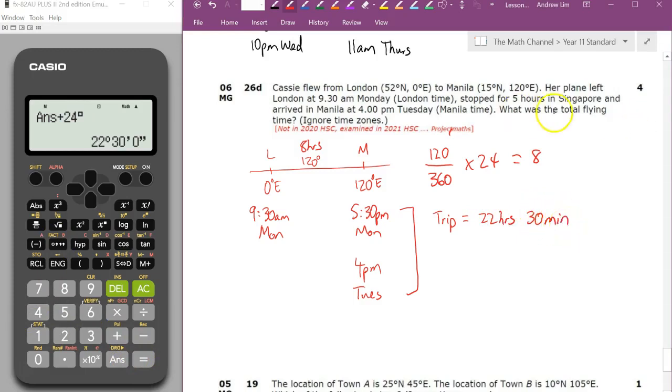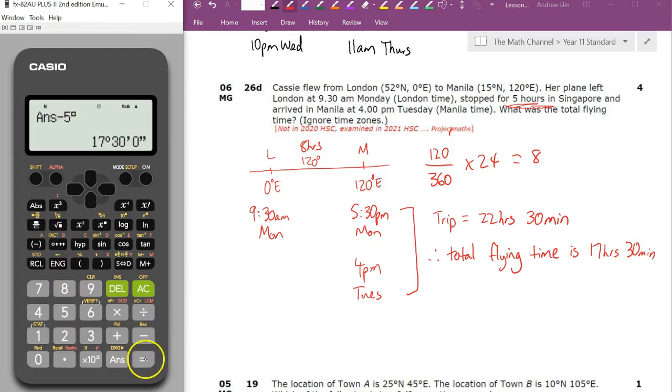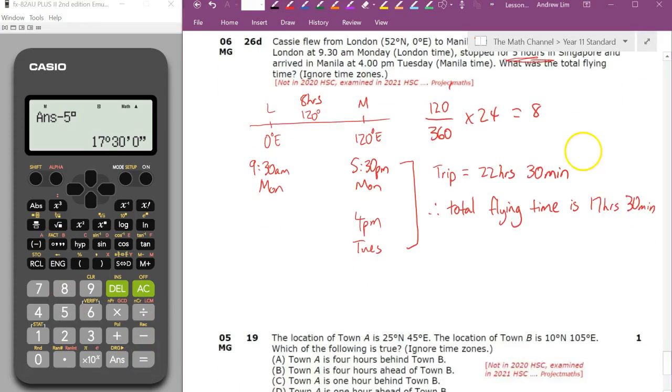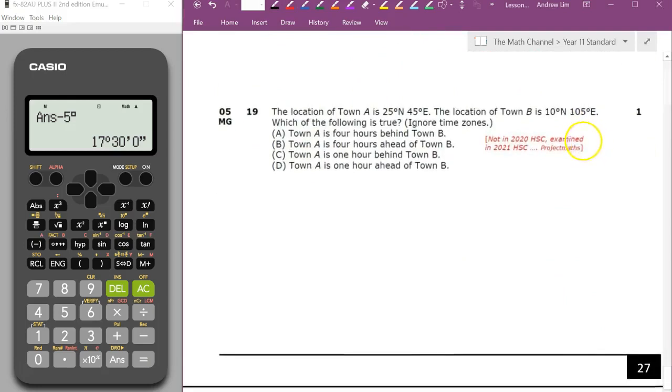Now, is that the total flying time? Well, because they stopped for 5 hours in Singapore, for the total flying time we're just going to minus the 5 hours. That's 17 hours, 30 minutes. All right, 4 marks. All right. Last one.